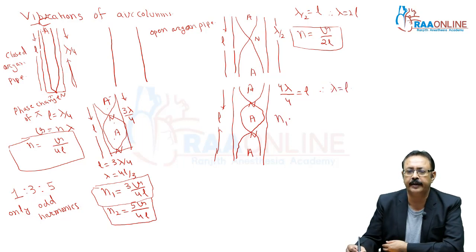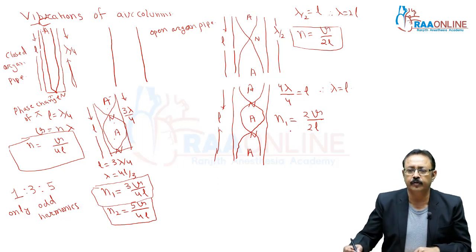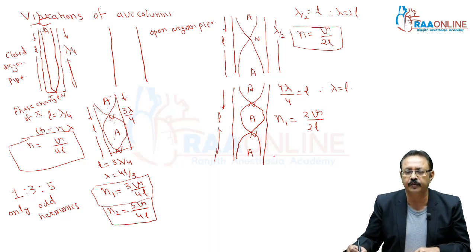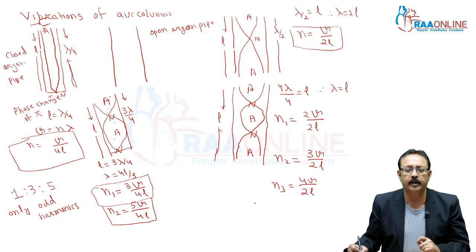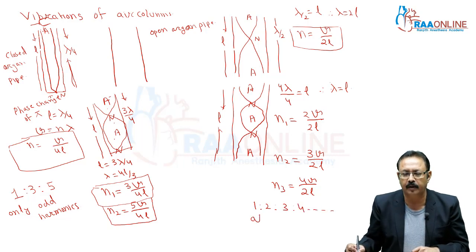So frequency you will get V upon L, multiply and divide by 2. So we are getting this. First V by 2L, then 2V by 2L. In next you will get 3V by 2L. After that you will get 4V by 2L. So what we are saying is that in an open organ pipe you will get frequencies in the ratio of 1:2:3:4, means you will get all harmonics.